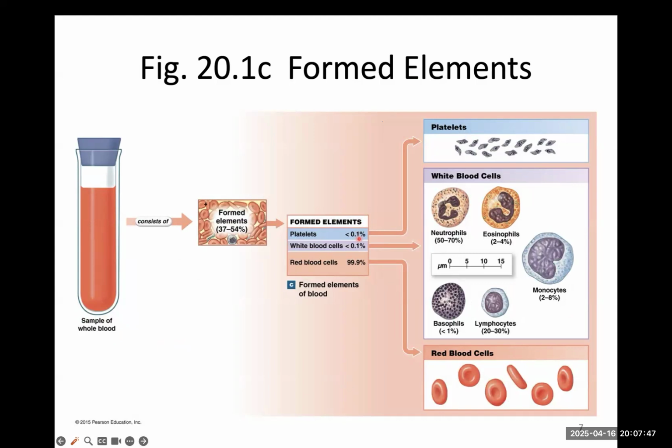We have red blood cells, which comprise most of our blood. It's 99.9%. Then we have 0.1%, which comprises your white blood cells. And that makes sense because the function of white blood cells is immunity. So if you have an infection, the white blood cells are there to take care of it, and they might go a little bit higher in number when you have an infection.